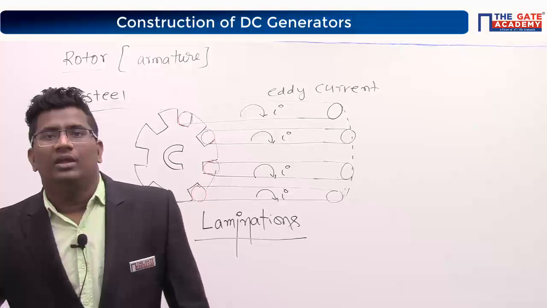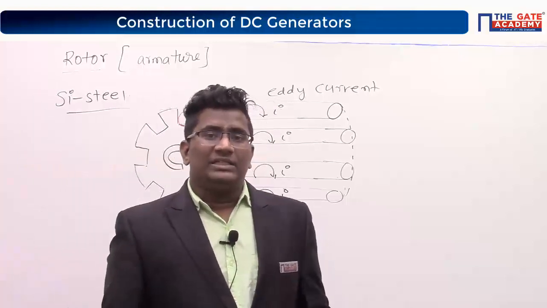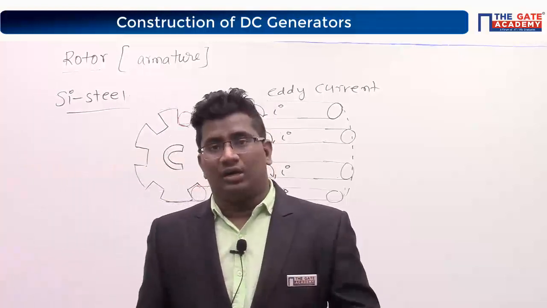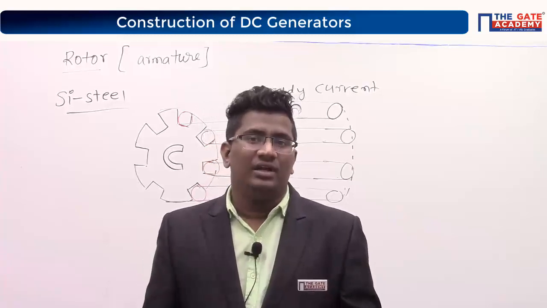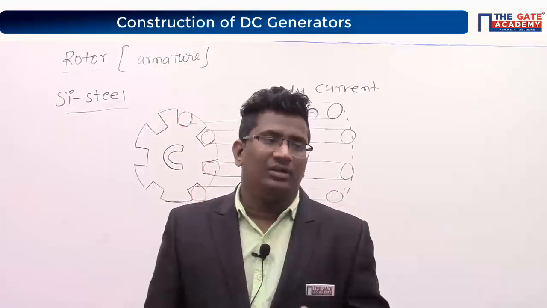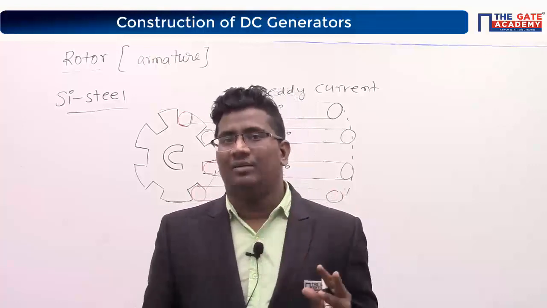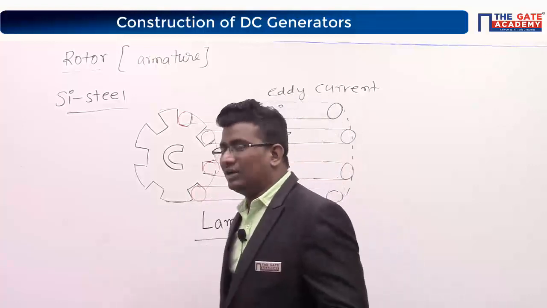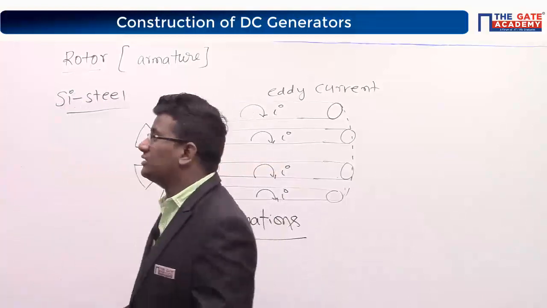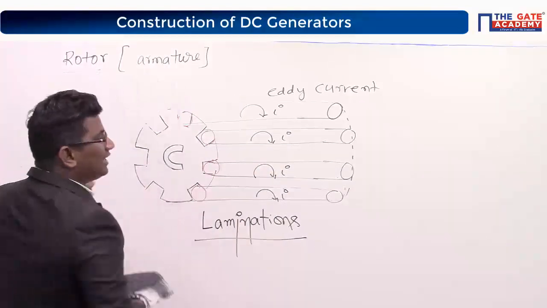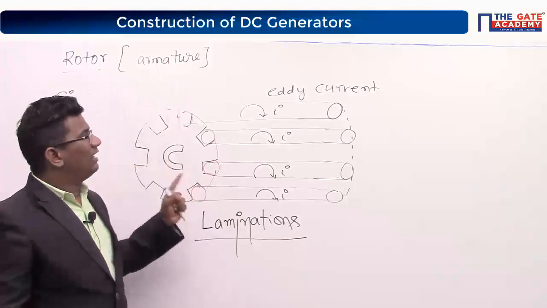So apart from the stator and the rotor, some extra things are also there in the rotor itself. Tell me, what are the things that we have apart from the rotor? Yes, brushes and commutator. Have you taken this down?